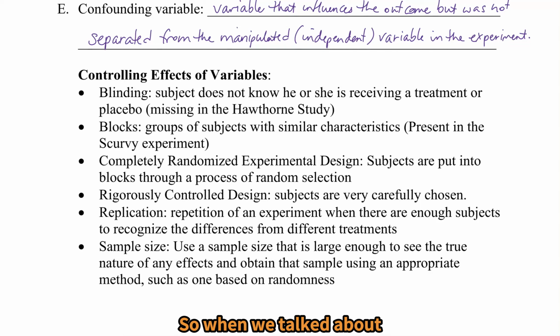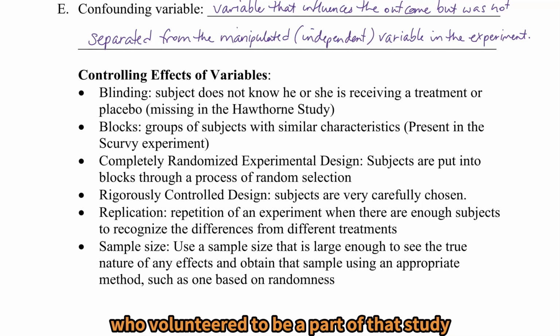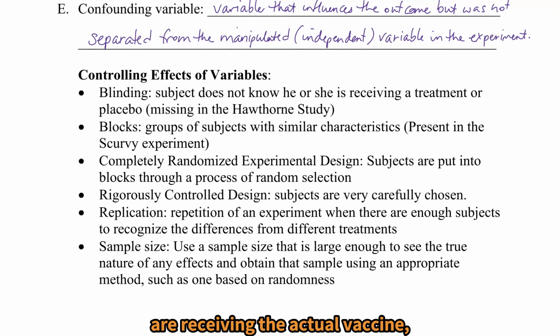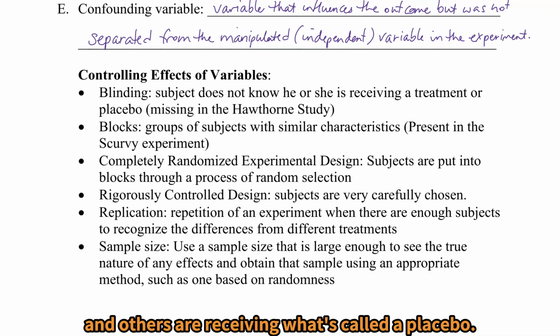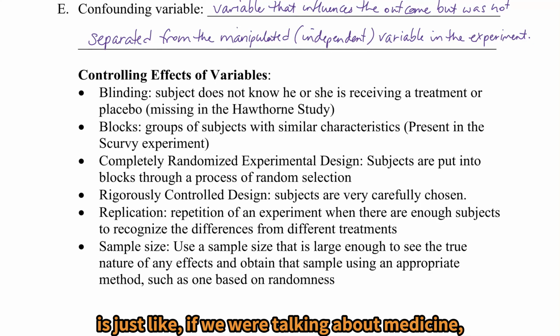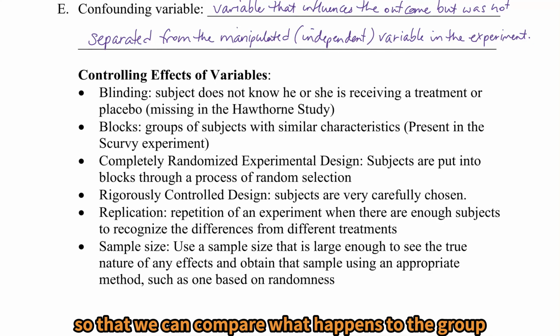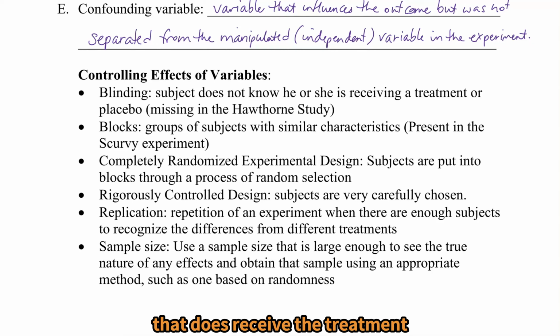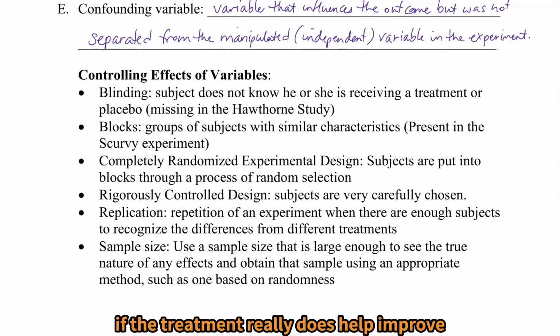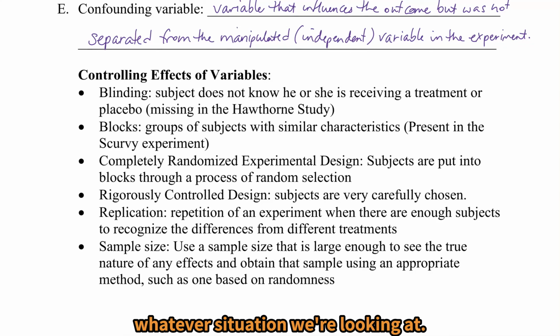So when we talk about, for example, the vaccine studies that are going on, some of the people who volunteered to be a part of that study are receiving the actual vaccine, and others are receiving what's called a placebo. A placebo is just like, if we were talking about medicine, a sugar pill, a fake vaccine. Something that's not real, that's not going to change really the chemistry in their body. This is intended so that we can compare what happens to the group that does receive the treatment versus what happens to the group that receives the placebo. We want to see if the treatment really does help improve whatever situation we're looking at.